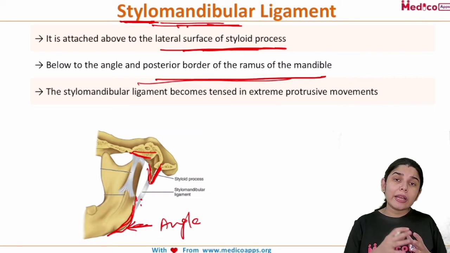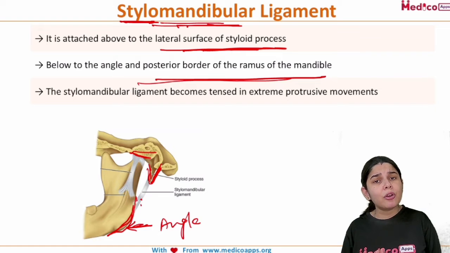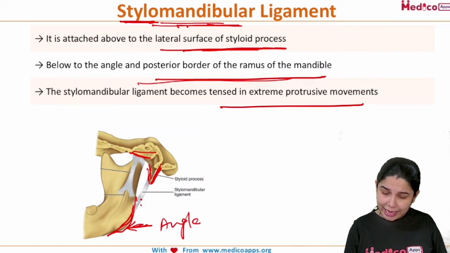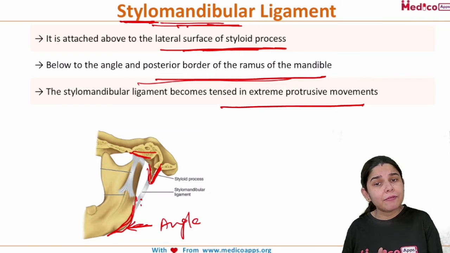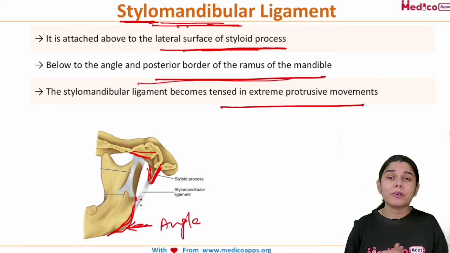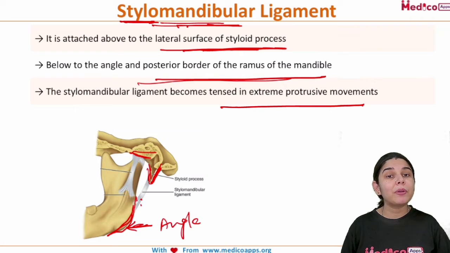Now again here I want to mention one point, that sometimes the stylomandibular ligament becomes tensed in extreme protrusive movements. It might be helpful in extreme protrusive movements. It might support the TMJ joint, but overall these accessory ligaments have no major effects on the mandibular movements.